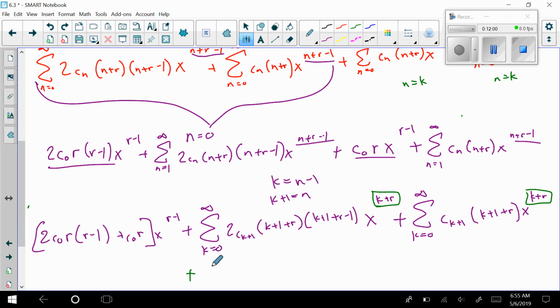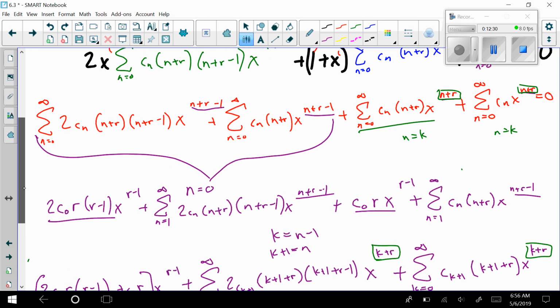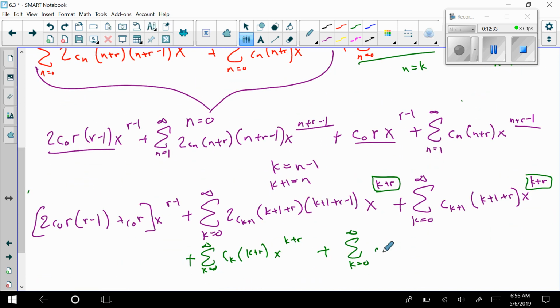So I have plus, and I'll try to leave it so I can see here. This would be a sum k equals 0 to infinity of c sub k, k plus r out here up front, and then that's x to the k plus r up top. That's this first one. I can't really see the second one here, but I'm pretty sure that it starts with the summation sign. It'll be k equals 0 to infinity of, well, that's c sub k, and then that's x to the k plus r. And then technically remember that all of this thing here equals 0. Okay.